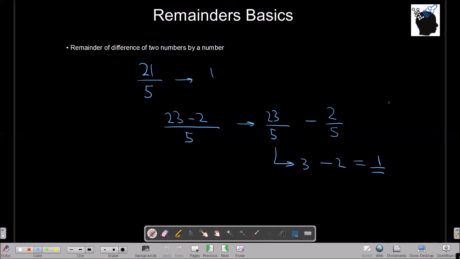So like in case of addition, you can do the same thing in case of subtraction. So you can break a number into difference of two numbers. You can divide the difference by the same number and you will still end up getting the same remainder.